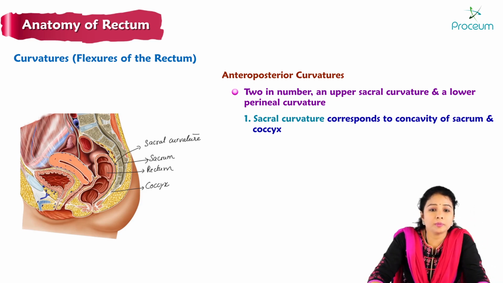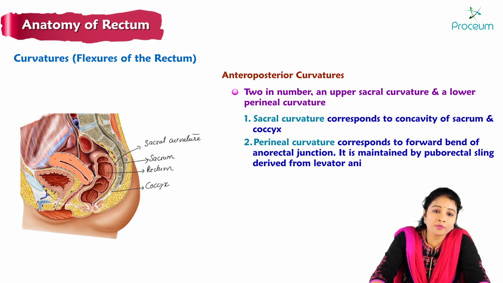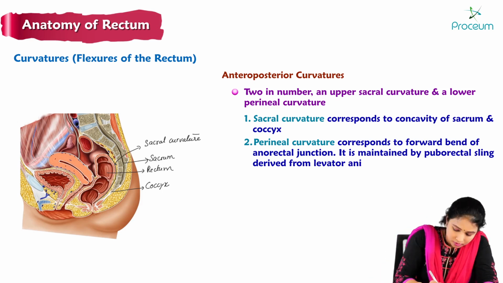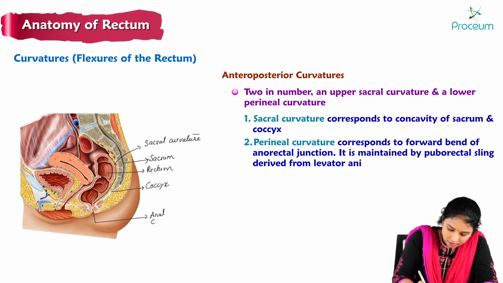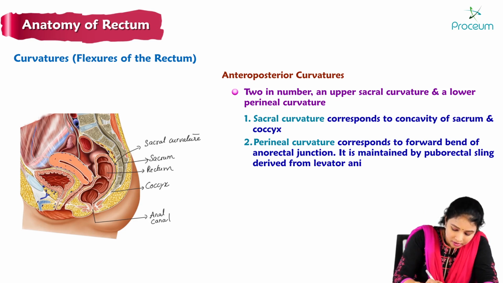The next one is the perineal curvature. It corresponds to the forward bend of anorectal junction and it is maintained by the puborectal sling, which is derived from levator ani. So here is the anal canal. So anorectal junction. So forward convexity.